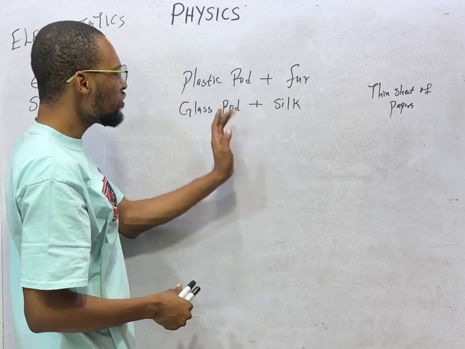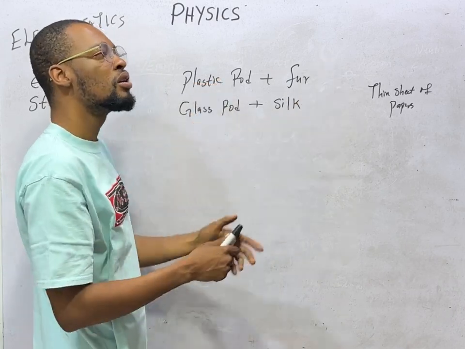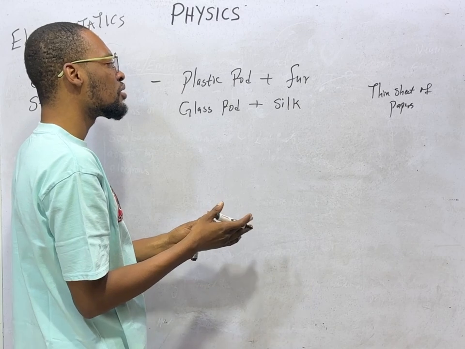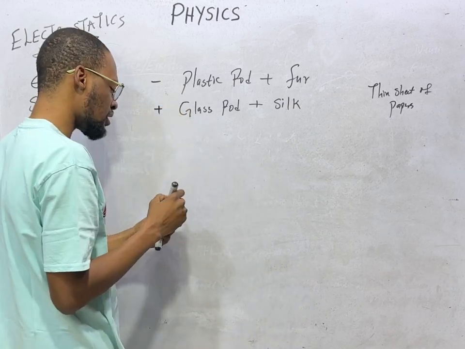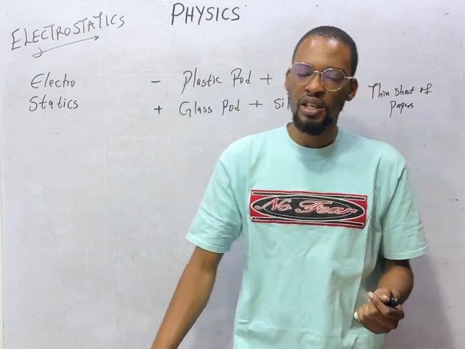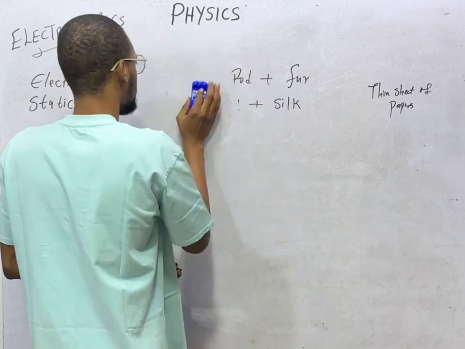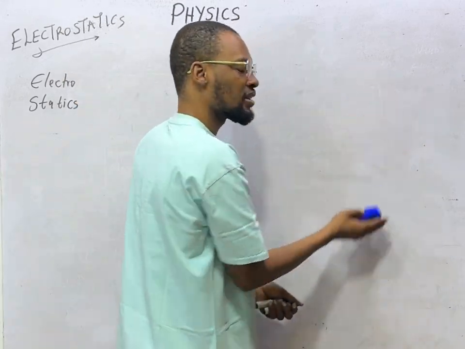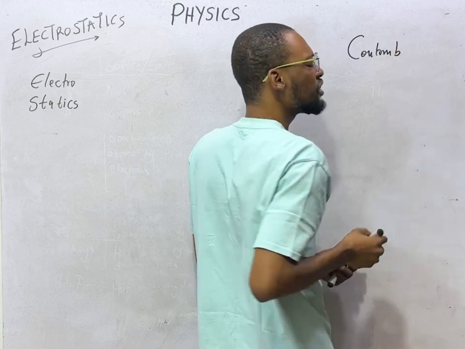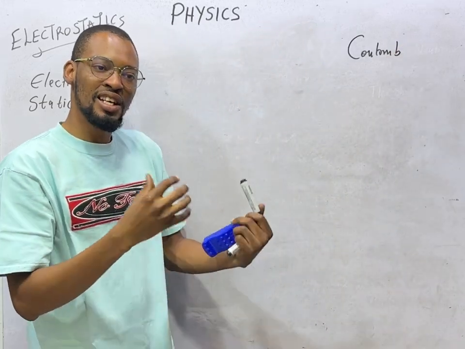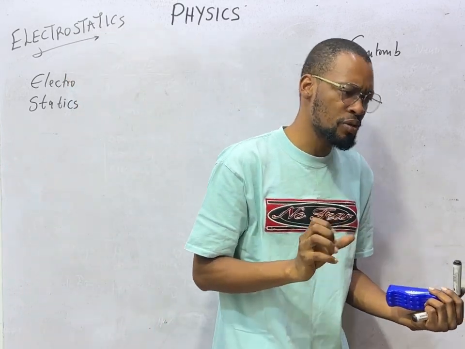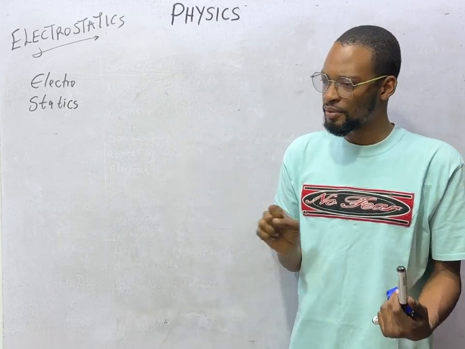So now, for the plastic rod being rubbed with fur, the charge here is negative charge. The ebonite rod rubbed with silk is positively charged. And the study of positive and negative charge, or electrostatics generally, was promoted by Coulomb. This is why, to understand electrostatics, you must understand Coulomb's law. Coulomb basically has two top laws when it comes to electrostatics.